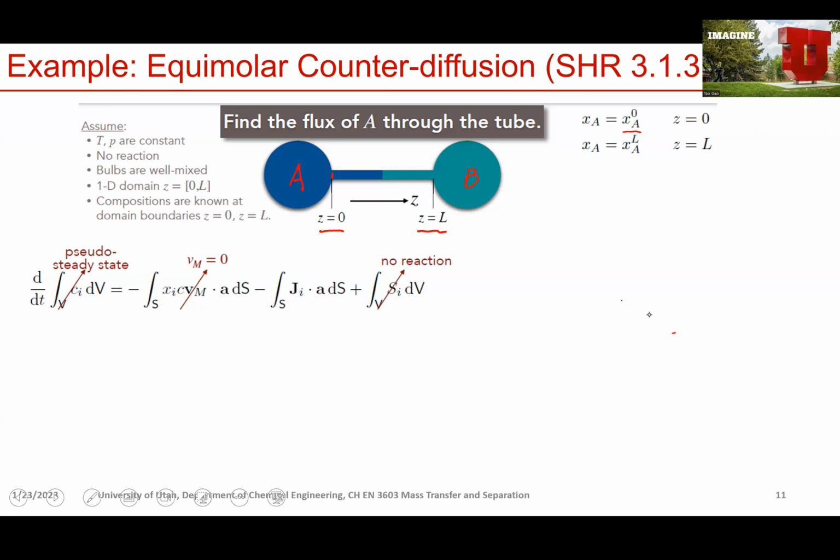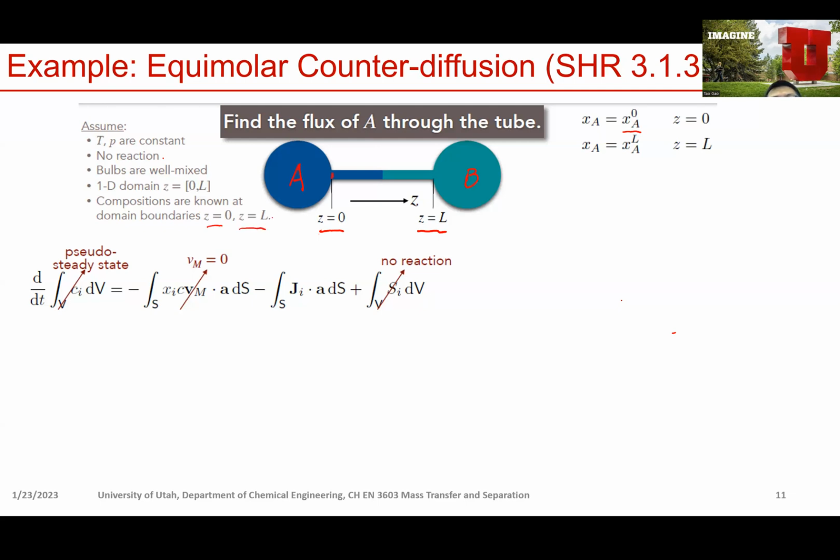So again, if we're talking about the diffusion problem we introduced in the beginning of our last lecture, then XA0 would be 1 and XAL would be 0, okay? But here we just make it more general. Now, further, there are some more assumptions. There's no reaction inside. Then temperature and pressure are constant, so we're dealing with a very simple system. Compositions are known at the domain boundaries Z equals 0 and Z equals L.